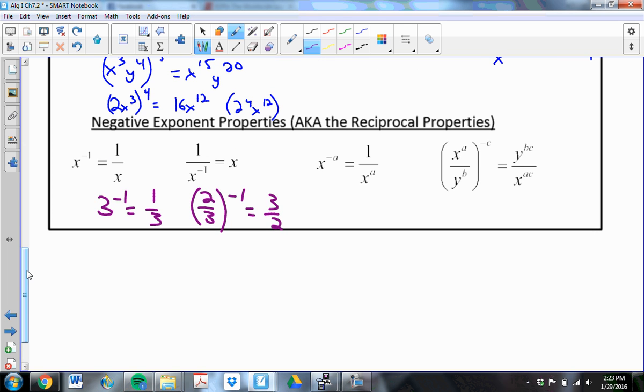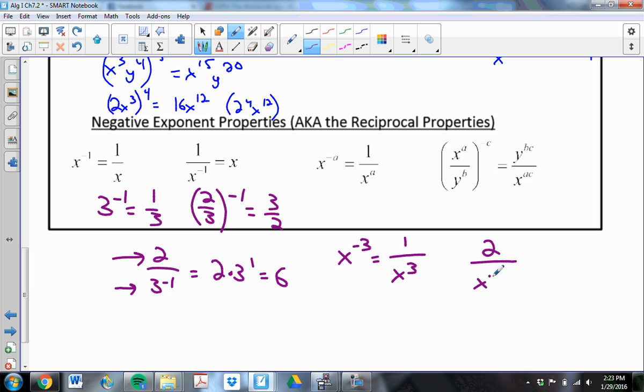And, to get really confusing, 2 over 3 to the negative 1, just that 3 is to the negative 1, but the 2 on top isn't. Would become 2 times 3 to the positive 1. The negative power flipped, but the top power didn't change, and this would just be 6. So to do it with variables, like x to the negative 3 becomes 1 over x to the third. And 2 over x to the negative 5 becomes 2x to the fifth. Because right now just the x is to the negative power. The 2 is not brought to a negative power.